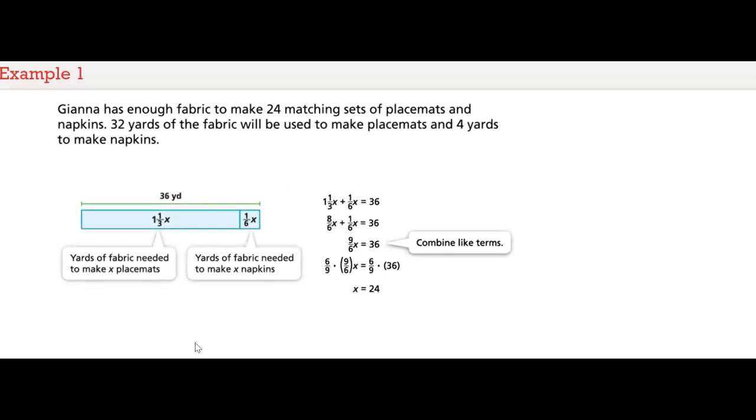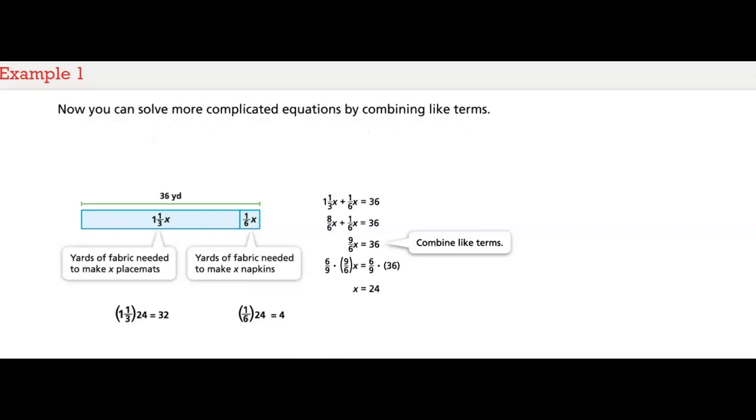Gianna has enough fabric to make 24 matching sets of placemats and napkins. So, if x is equal to 24, 32 yards of the fabric will be used to make placemats, and 4 yards to make napkins. Now you can solve more complicated equations by combining like terms.